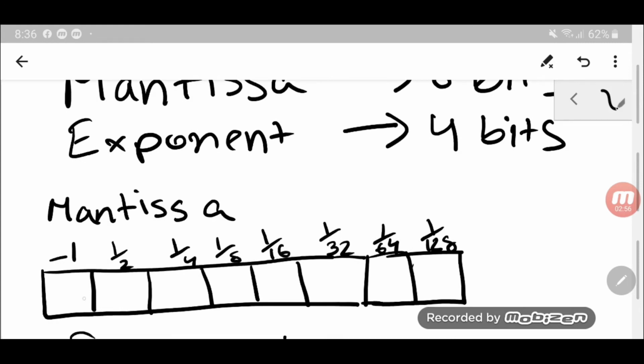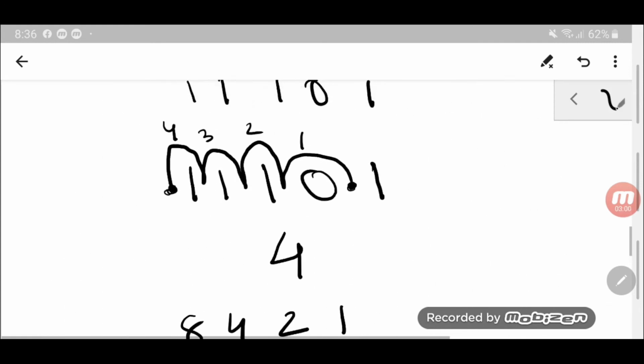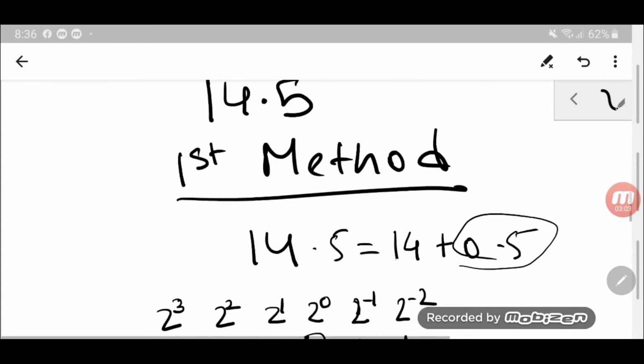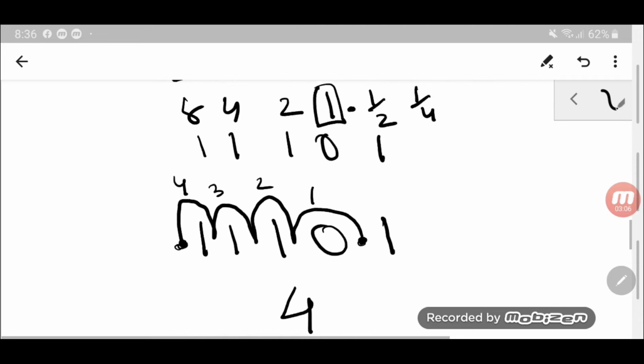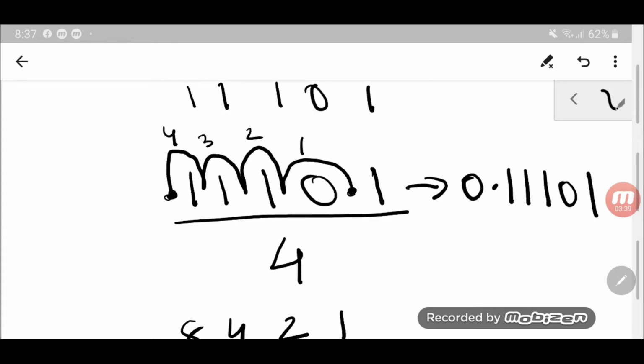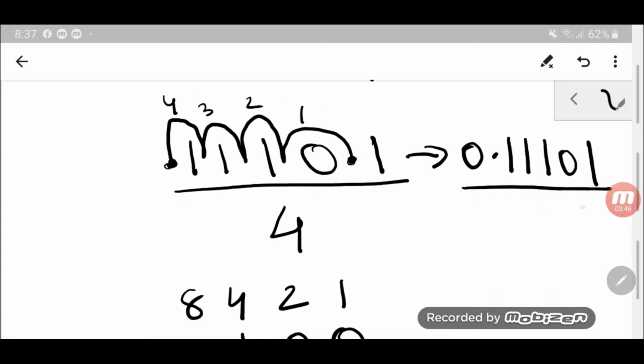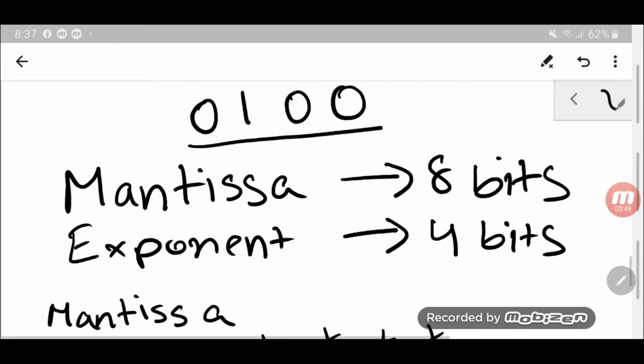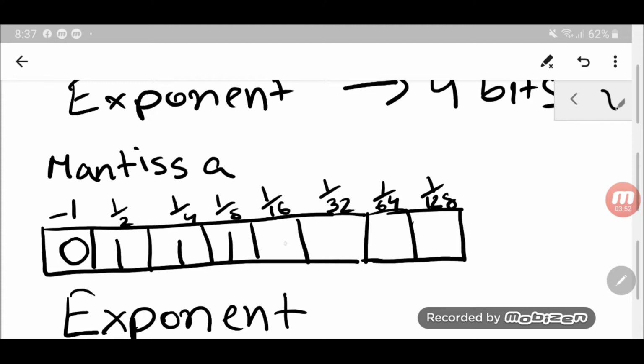And what should we place in the mantissa register? We also found that previously. As we have brought the decimal point to the beginning, we can now write this as 0.111. So let's put this value in the mantissa register but without the decimal point. So it will be 0.11101. We will always fill the boxes from the left, and for the remaining boxes we'll just put zeros.